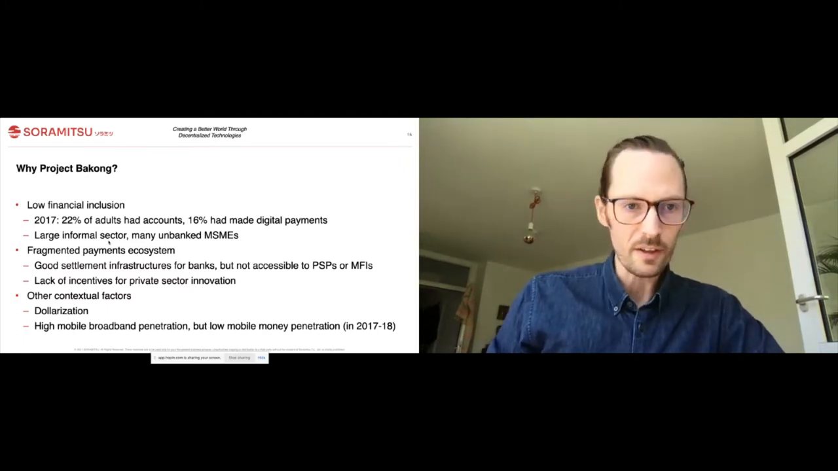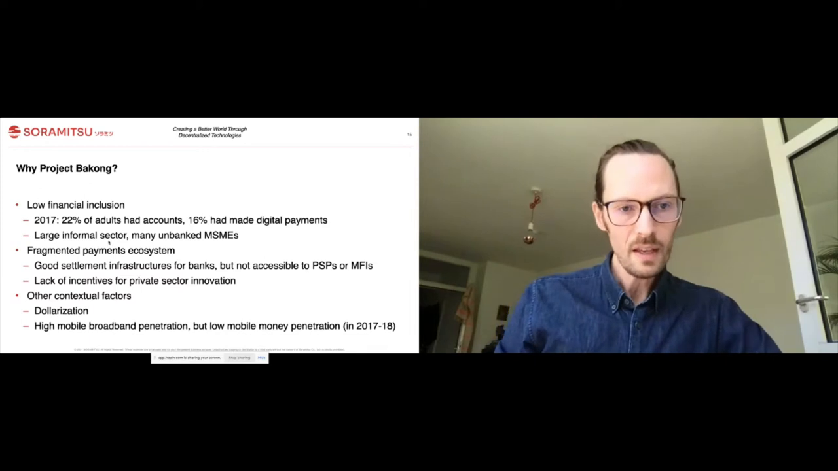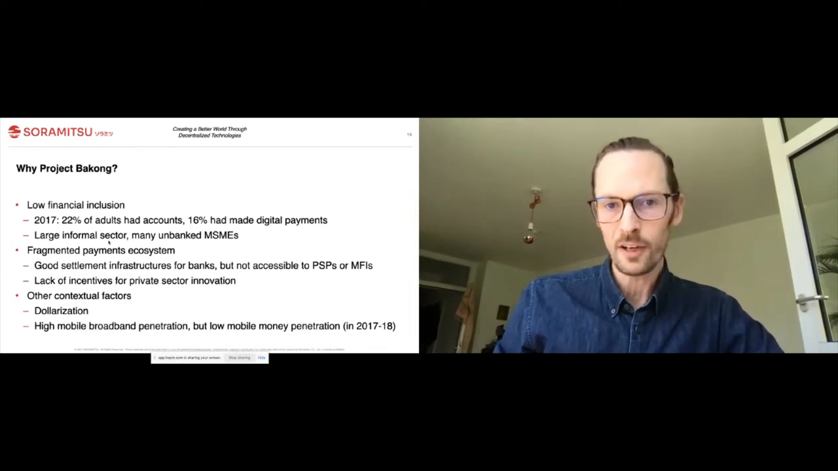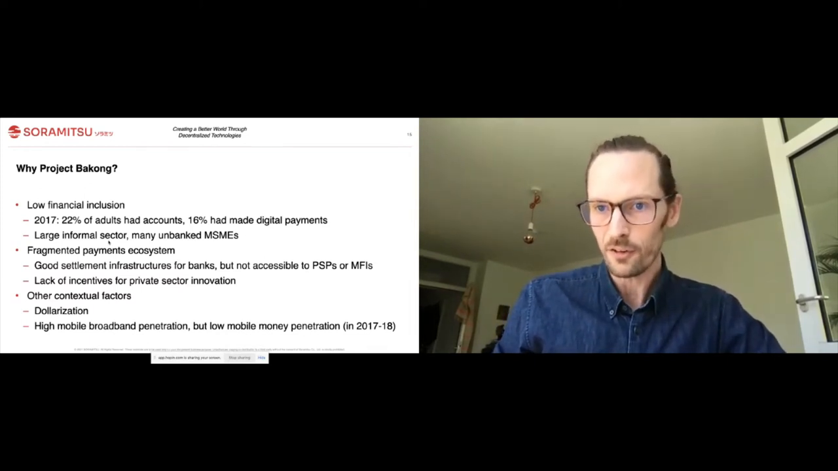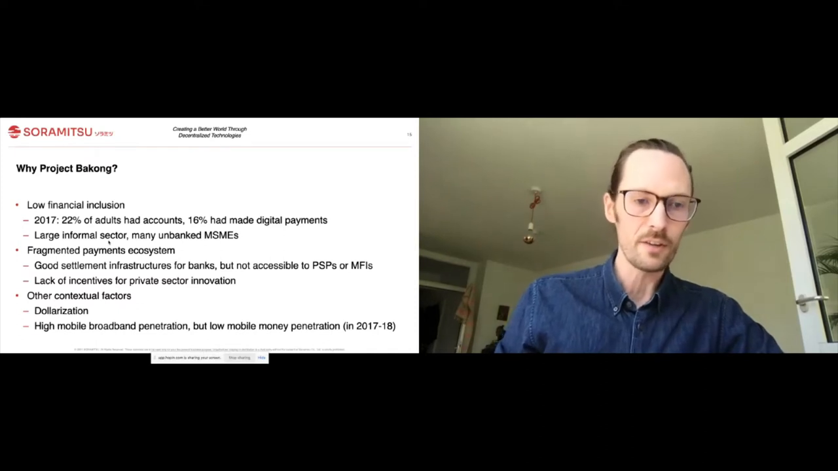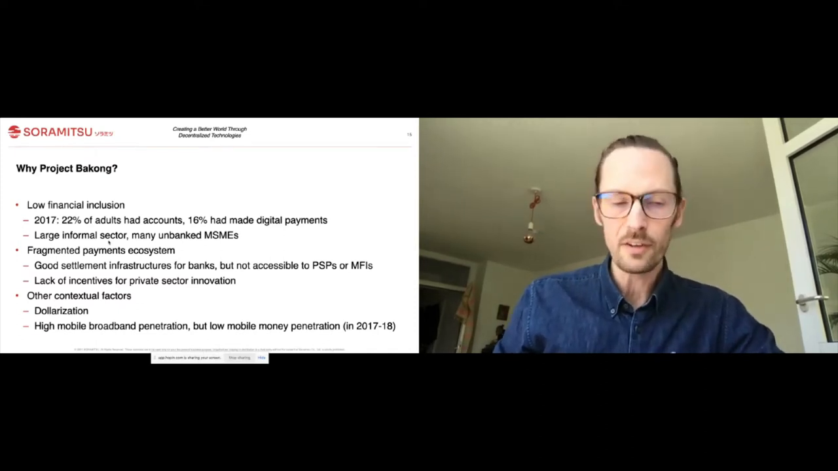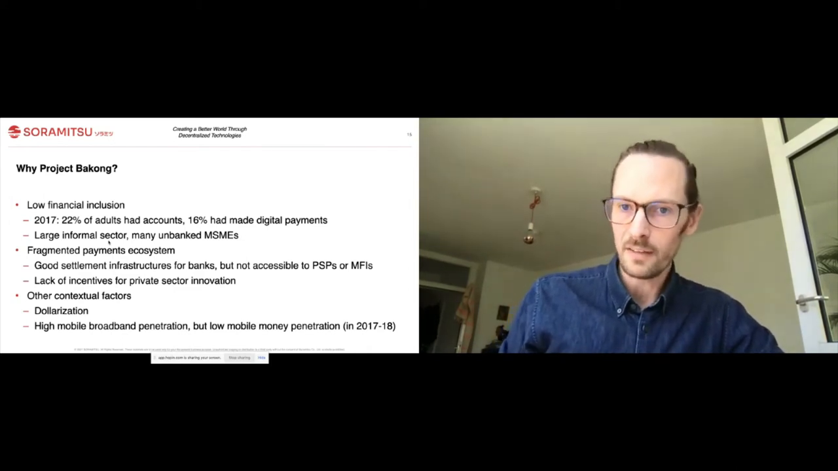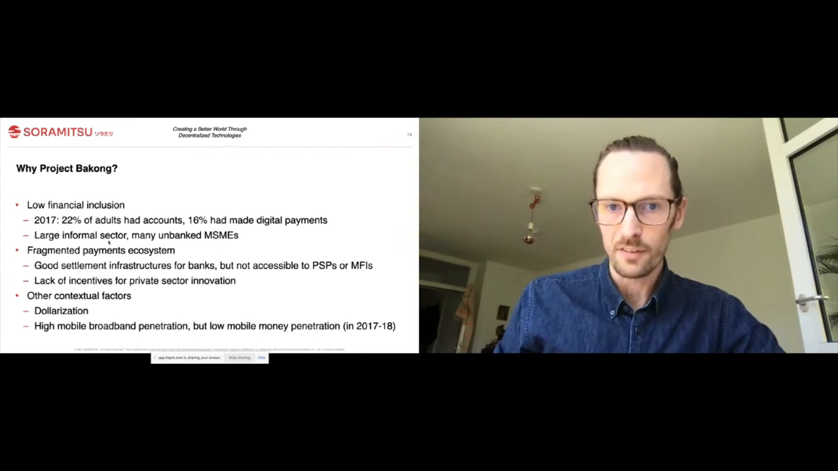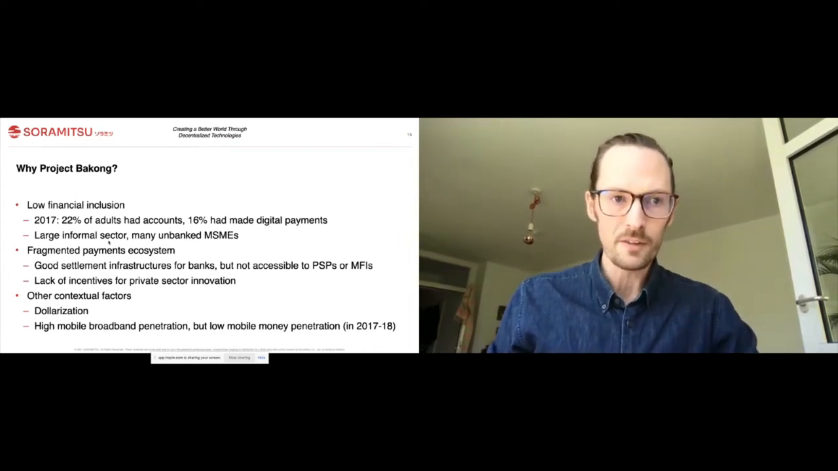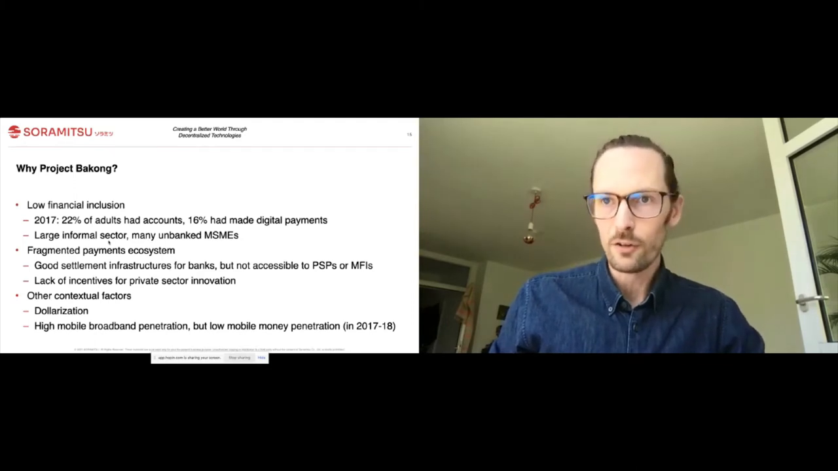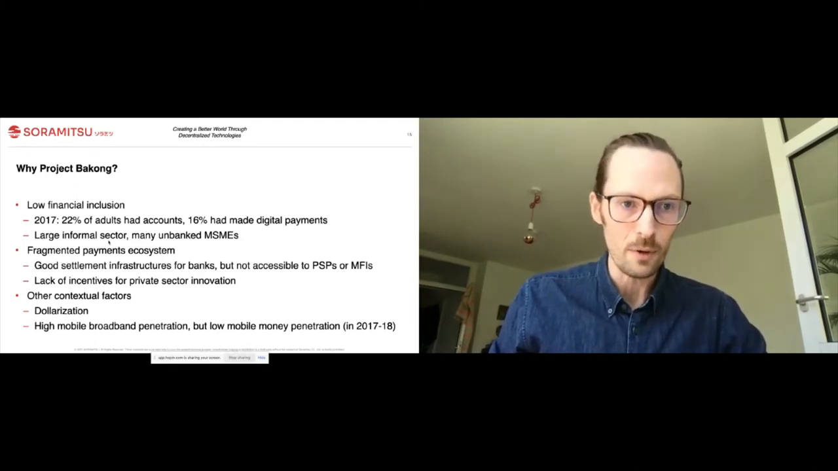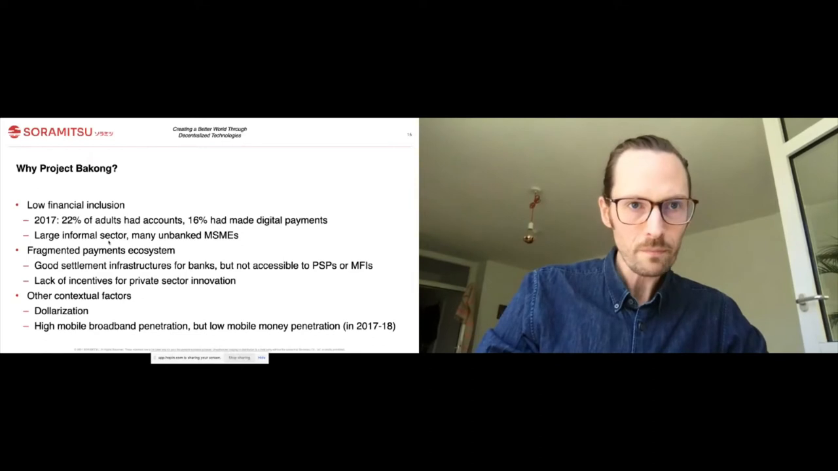Other contextual factors were dollarization and a high mobile broadband penetration, but a low mobile money penetration in 2017. So the NBC saw this. They saw that a lot of Cambodians relatively had access to mobile broadband, but that mobile money had not yet made a move into Cambodia to the same extent that it had in, for example, East Africa. And they saw this as a real opportunity to launch a system that could change Cambodians' lives for the better.